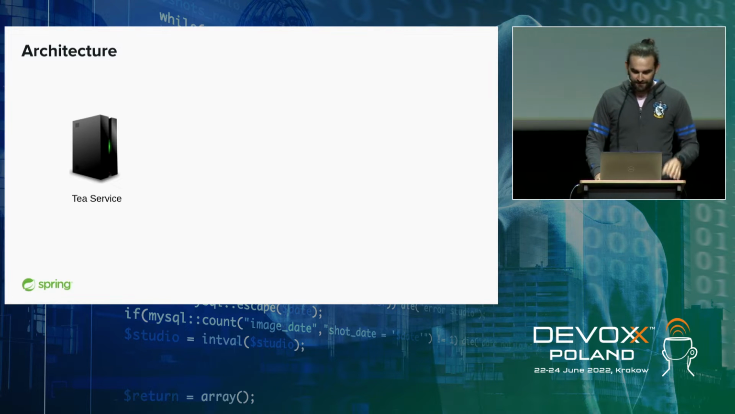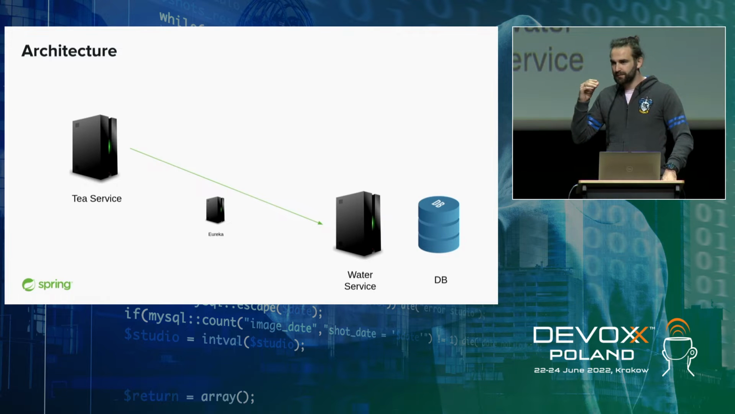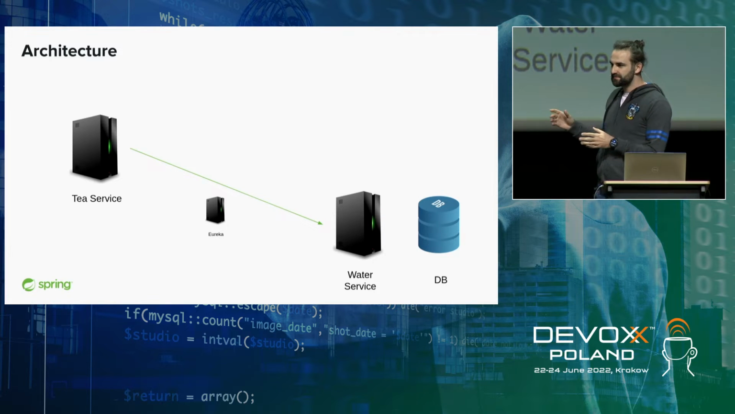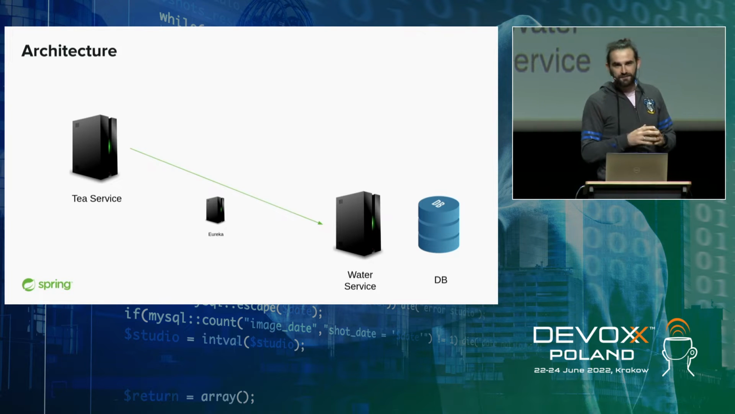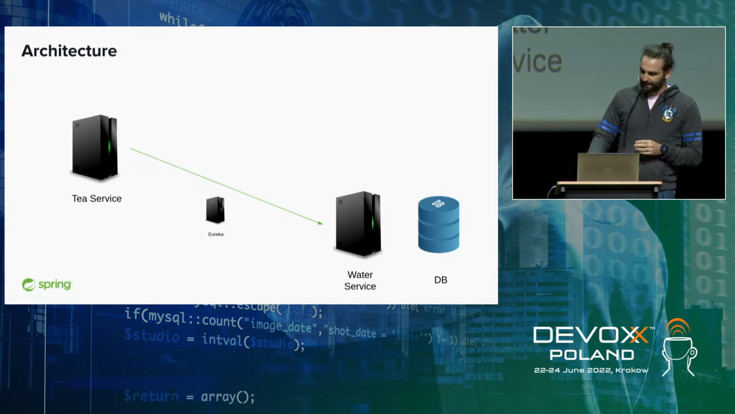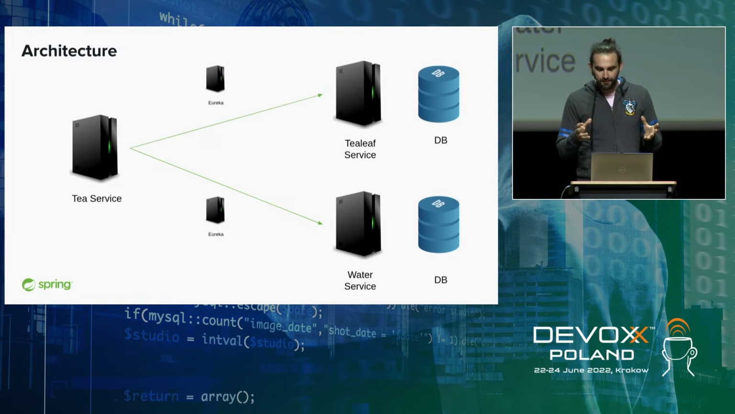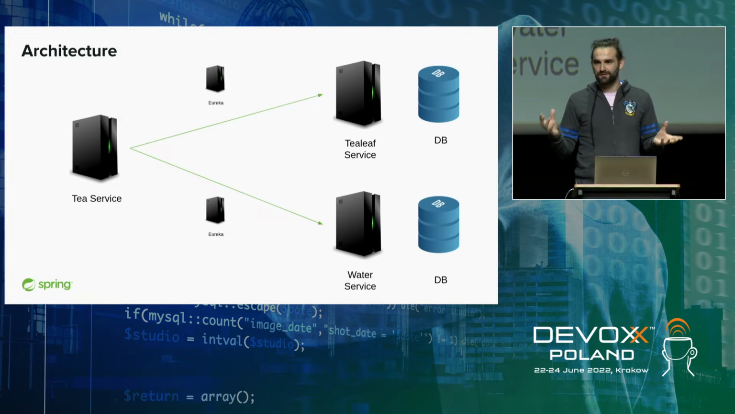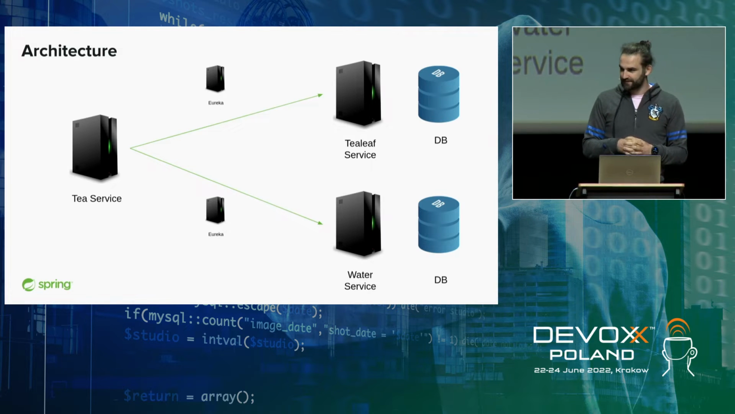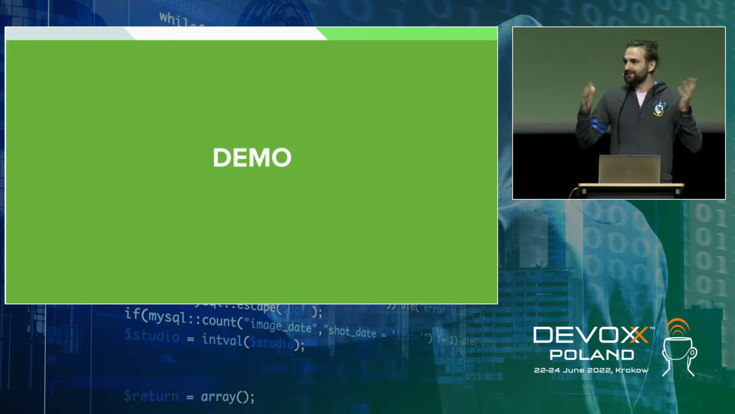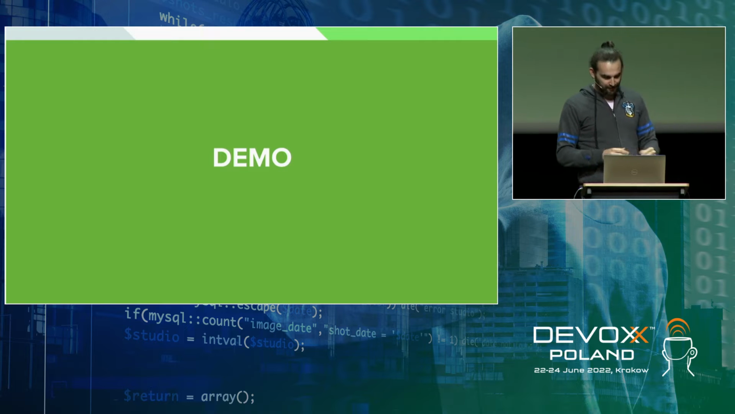So there's going to be a tea service, and we will call the water service via Eureka, so that's a service discovery mechanism. The water service itself has a database. And then there's going to be another call from the tea service to the tea leaf service. And the tea leaf service itself also has a database. So that's the whole architecture. Let's check out the code.